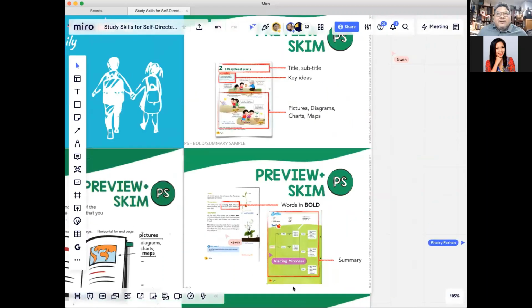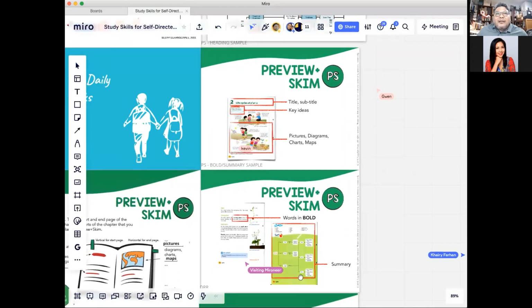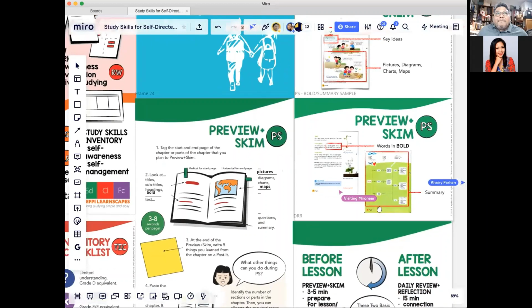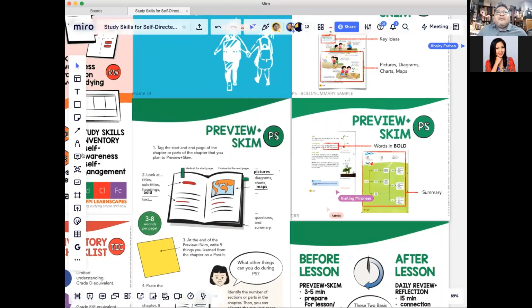Okay, digest this preview and skim technique. In case you have any questions, you can just pull out a post-it here and paste it onto the technique, then I can respond to you. Okay, so this is the first task.